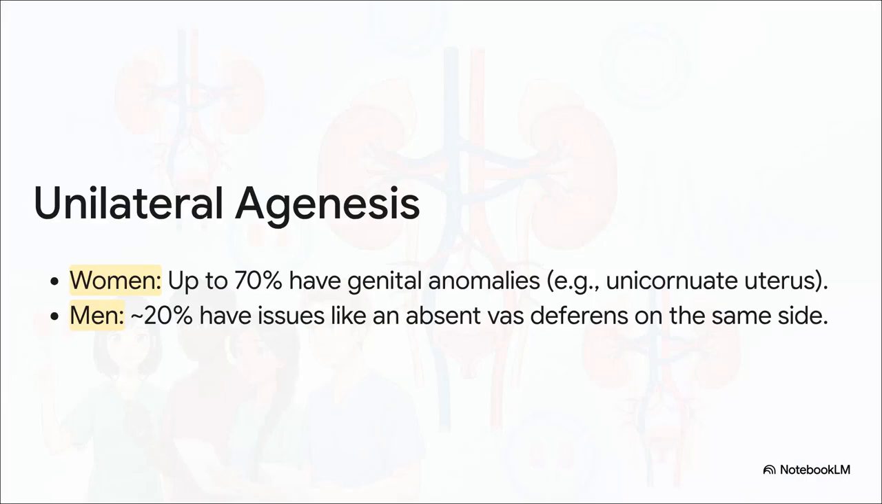You know, even when only one kidney is missing, it's rarely an isolated thing. It's very often linked with other developmental issues, especially in the reproductive system. Get this, for women, up to 70% can have genital anomalies, like a unicornuate uterus. For men, about 20% might have things like an absent vas deferens on that same side. That's a really important clinical connection to keep in mind.